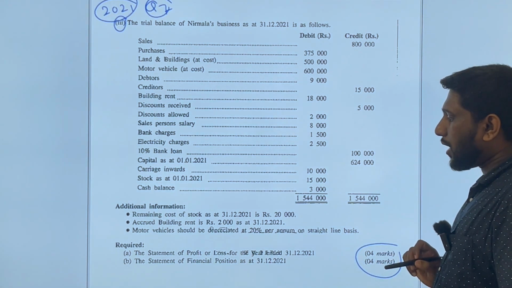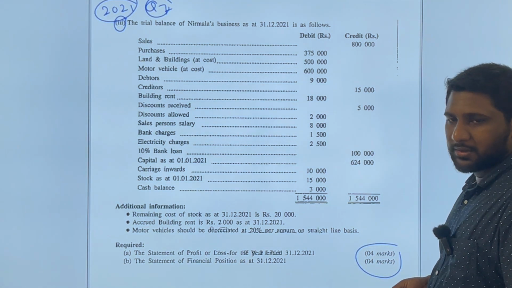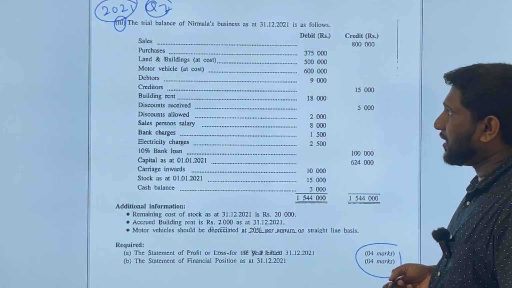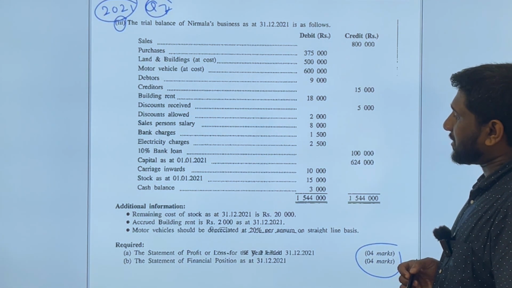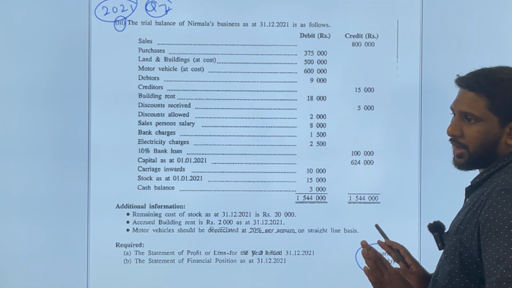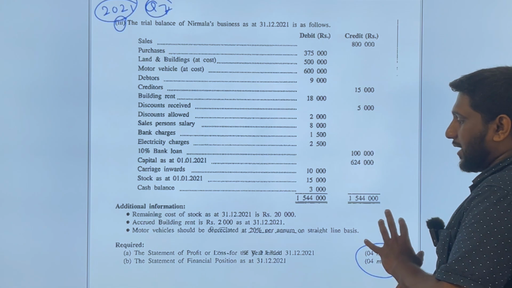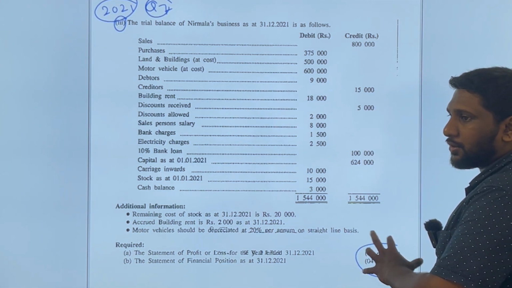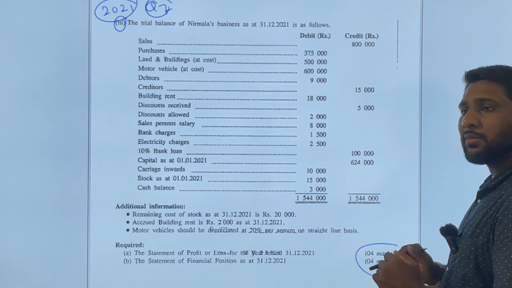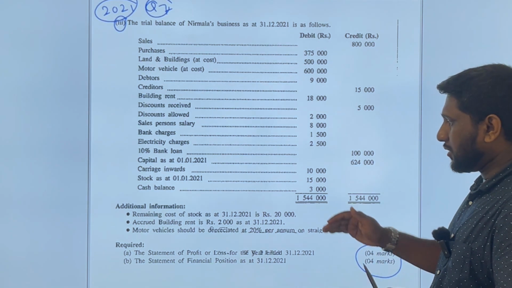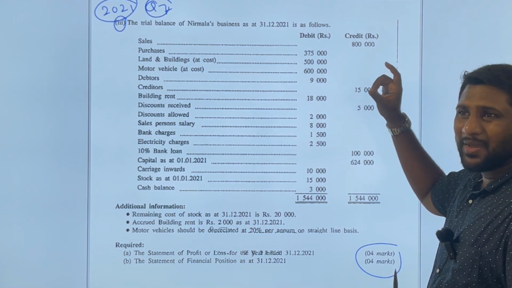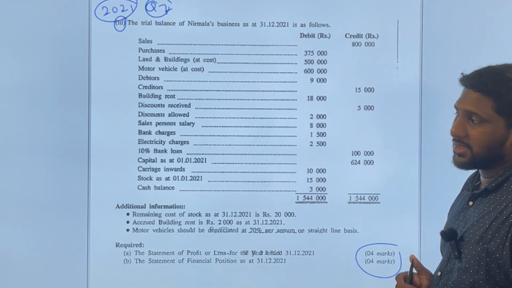Let's read the requirement: the statement of profit or loss, income statement, and the statement of financial position, the balance sheet for this particular business. First, as I told you, what you have to do is read the requirement. Ensure whether they are asking for the statement of profit or loss and statement of financial position. If that's the case, normally what I suggest for the students is to go through the additional information and do the pencil adjustments in the trial balance itself.